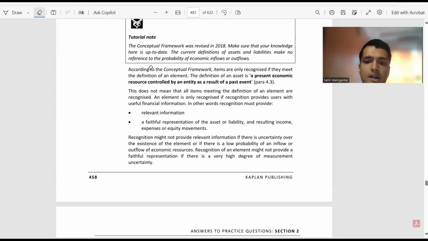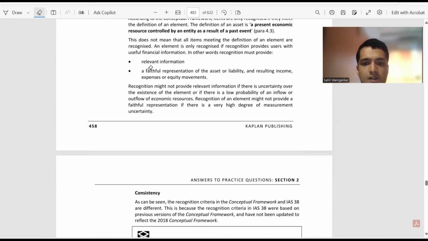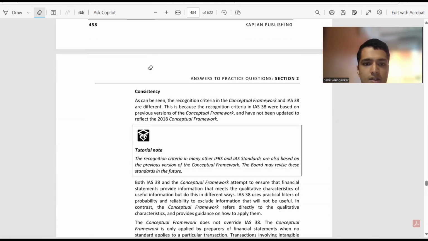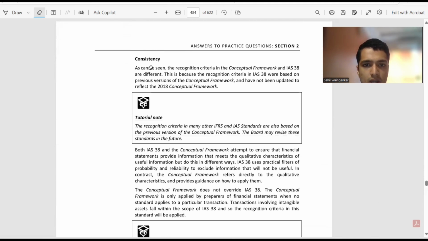Recognition of an element might not provide a faithful representation if there is a very high degree of measurement uncertainty. Consistency. Okay, I had no idea about this, the consistency part. It can be seen that recognition criteria in the conceptual framework and IAS 38 are different. This is because the recognition criteria in IAS 38 were based on previous versions of the conceptual framework and have not been updated to reflect it.